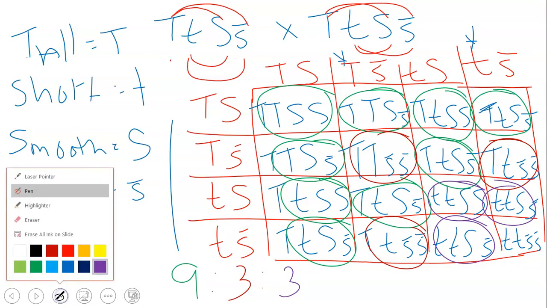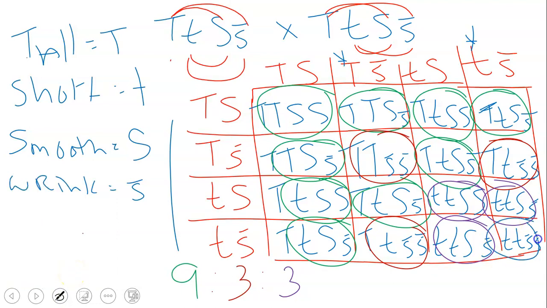And my last one, I'll circle it with blue. My homozygous recessive there is going to be my only short wrinkled. So see that 9 to 3 to 3 to 1 ratio? Again, that's the phenotypic ratio. 9 tall smooth to 3 tall wrinkled to 3 short smooth to 1 short wrinkled. 9 to 3 to 3 to 1.